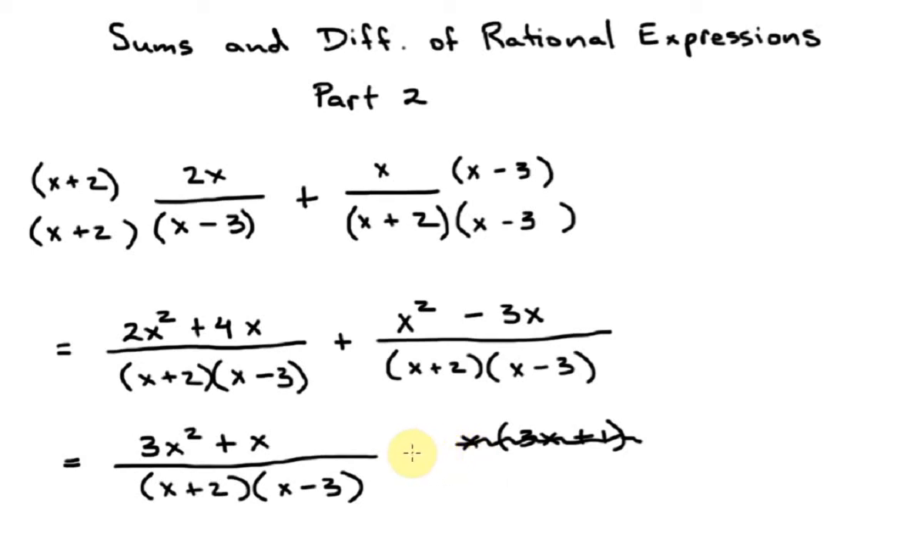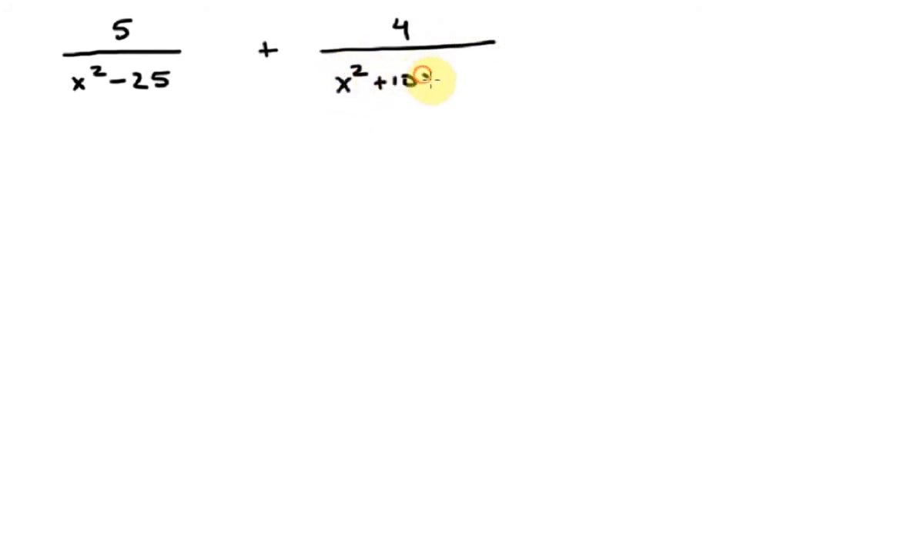So now let's move on to the next one. We're going to need the room here, so we're just going to clear the screen. And here's what we got. We got a 5 on the top, and we've got x squared minus 25 as a denominator. And we're going to add to that a 4 on the top, and my denominator is x squared plus 10x plus 25.